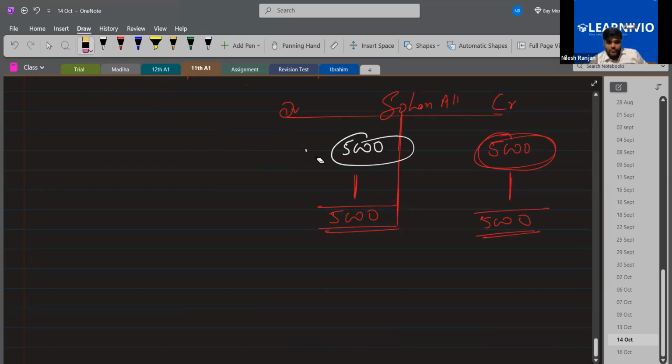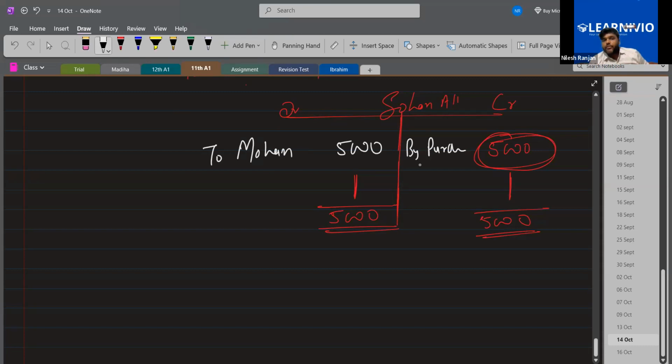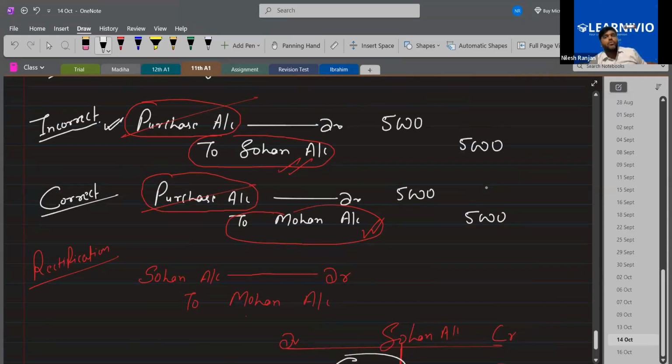We have to correct it, because this 5,000 will be transferred to Mohan account. So this will be Mohan account 5,000. Here on the credit side, it will be by purchase. On the debit side, to Mohan, means this purchase is transferred to Mohan account, and there is zero balance on the debit or credit side of Sohan account. So Sohan account is closed. This is how we pass a rectification entry.